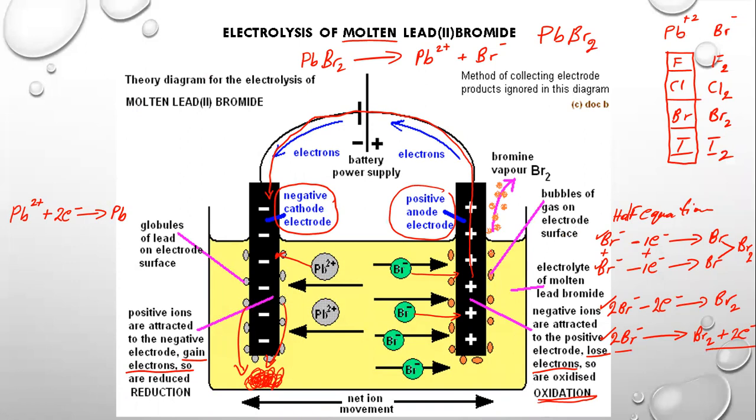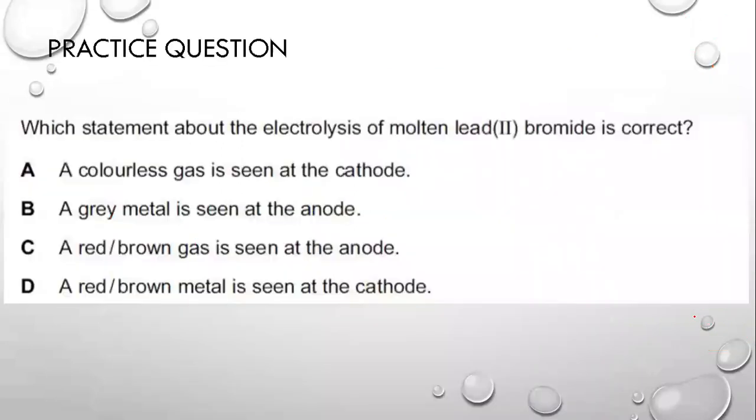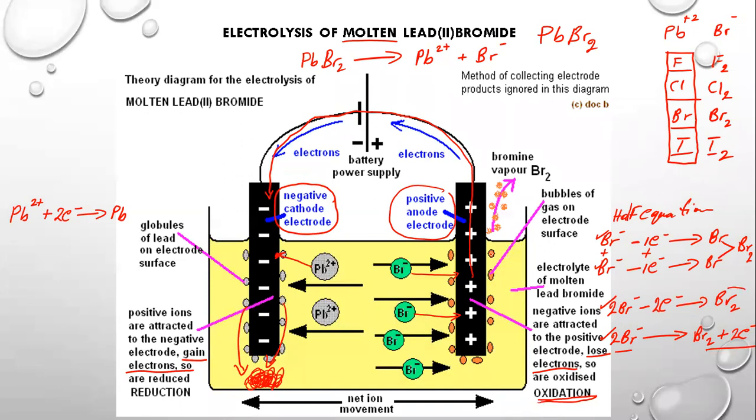So this gas is bromine gas, because we know from our half equation that the product at the anode is bromine. The bromine gas will rise to the surface and escape the electrolyte into the atmosphere as bromine vapor.